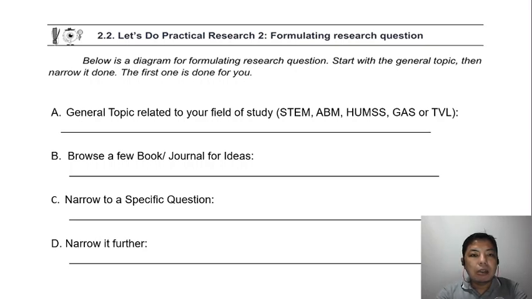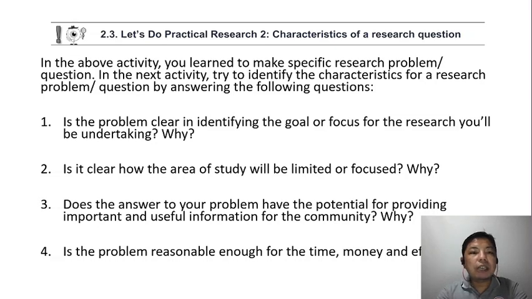Okay, so let us now continue. In the previous activity that you have done, you learned to make a specific research problem. From a general topic, you narrow it down to a specific research problem or question. Now, for this activity, you are going to try to identify the characteristics of a research problem by answering the following questions. So, take a look at your research problem na ginawa nyo from the previous activity and try to answer the questions basing on the research problem or research questions na nagawa nyo sa nakaraang activity.